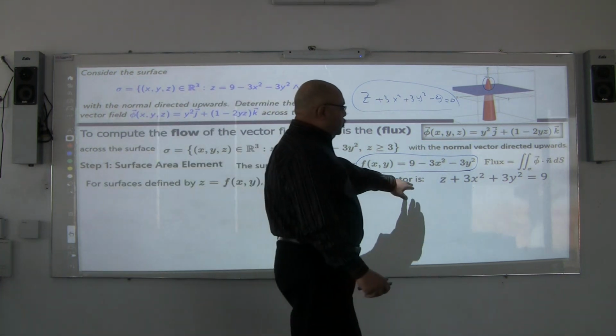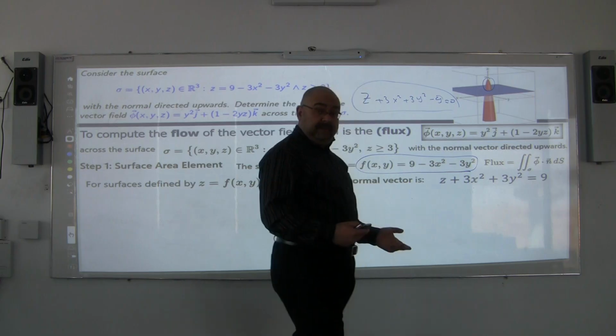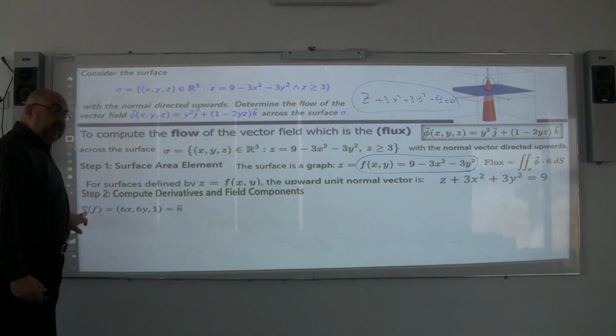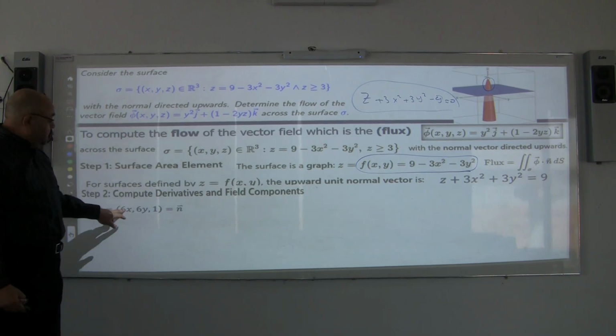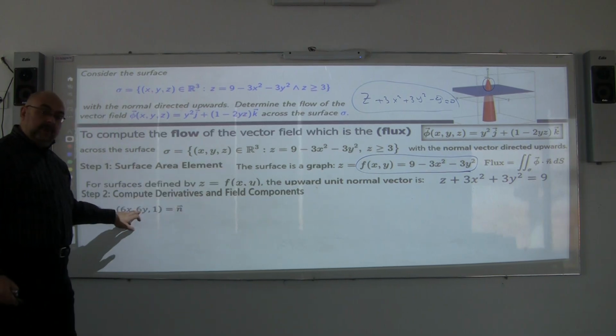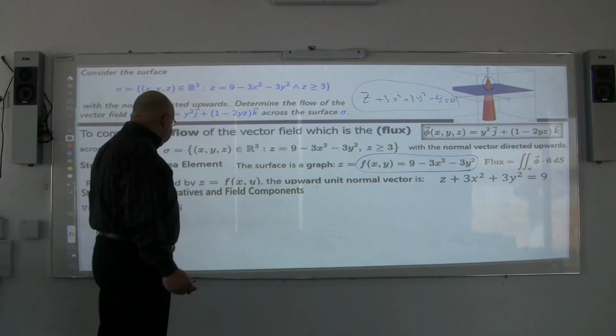That's z, 3x squared, 3y squared equal to 9. These are the components that we are going to differentiate in order to get the normal vector. So that's the gradient of f, as I told you. Differentiating with respect to x, you will have 6x. Differentiating with respect to y, you will have 6y. Differentiating with respect to z, you will have 1.